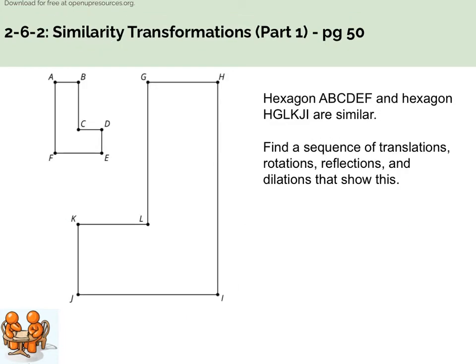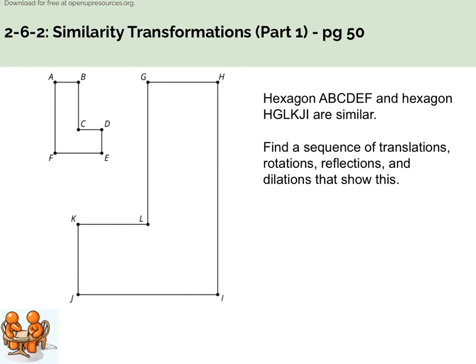Let's look at page 51. And so we have hexagon A, B, C, D, E, F, and hexagon H, G, L, K, J, I are similar. Again, find a sequence of translations, rotation, reflection, and dilation that shows this. So go ahead and pause this for a second. Figure out a way that you can go ahead and make these two the same.